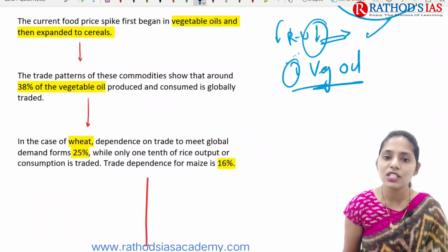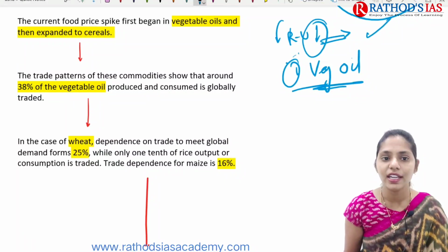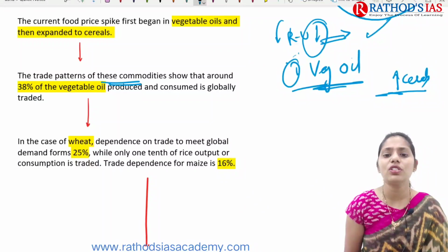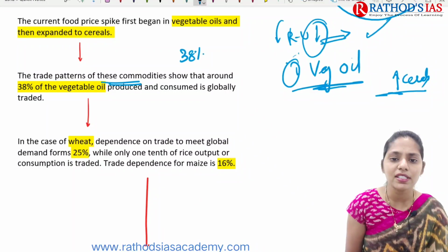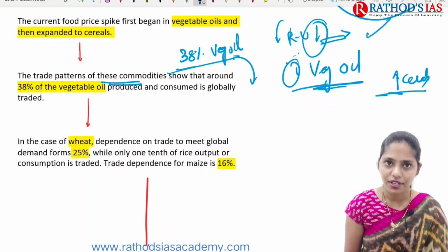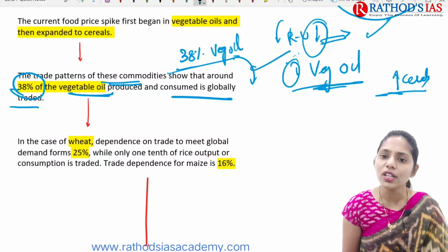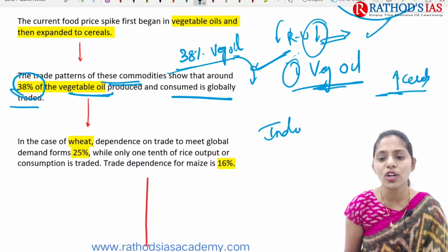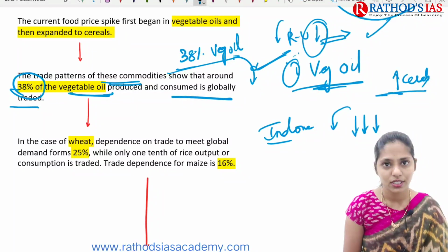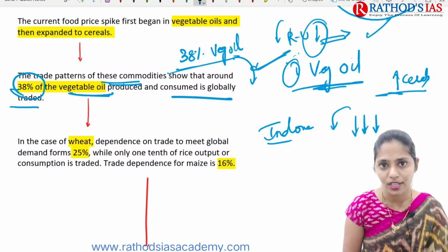First, there is an increase in vegetable oil prices, which later expanded to other products, and even the price of cereals increased. The trade patterns of these commodities show that around 38% of vegetable oil produced and consumed is globally traded. Not only the Russia-Ukraine crisis, but Indonesia also decreased its palm oil exports. So countries which mainly depend on Indonesian palm oil have also been affected a lot.